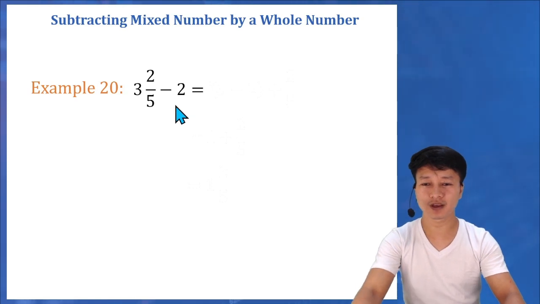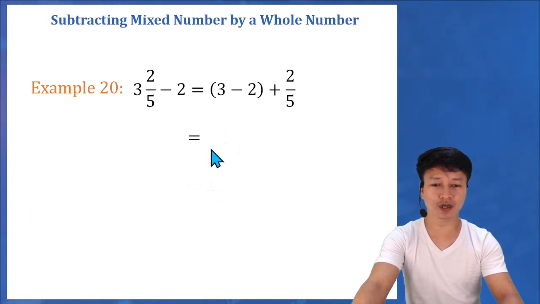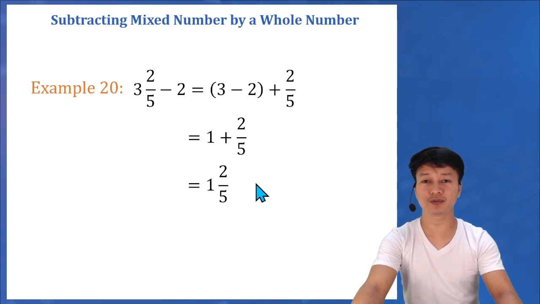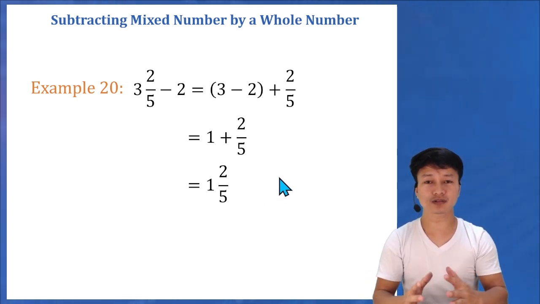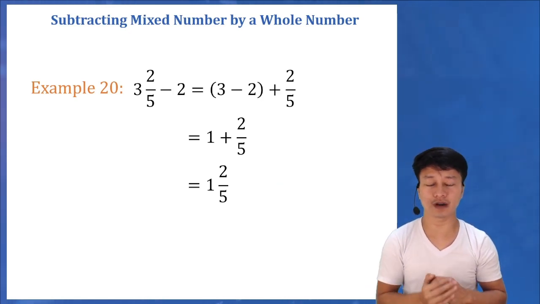Ganito, pwede nating i-regroup. Subtract the whole number part of the mixed number by the whole number of the subtrahend. So, that is 3 minus 2. So, parenthesis natin, plus the fraction part of the mixed number, that is 2/5. And since alam naman natin that 3 minus 2 is 1, so this is 1 plus the fraction part 2/5, that is equal to 1 plus 2/5 is 1 and 2/5. Okay, almost the same with the approach we used in addition of fractions.